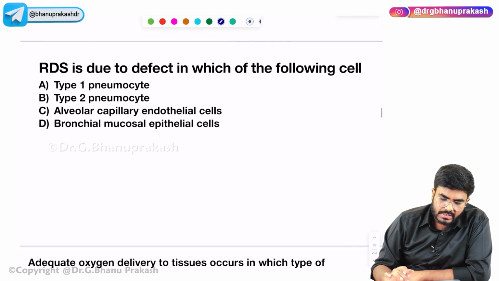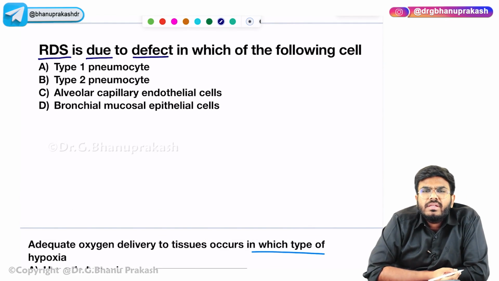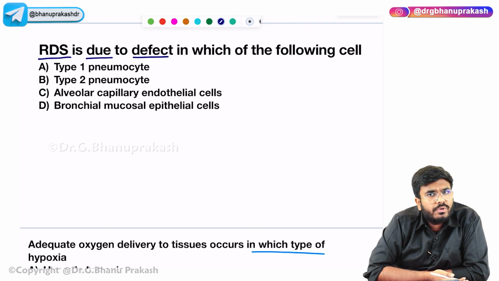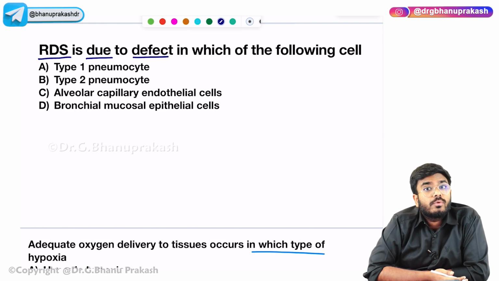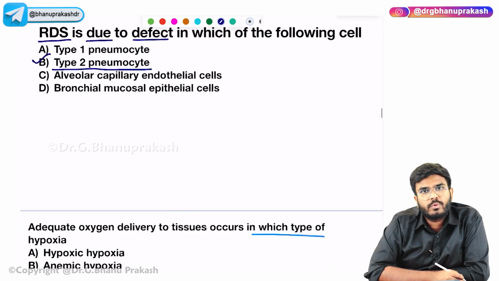Done. Next, see how many questions were there on the surfactant. Respiratory distress syndrome is due to defect in which of the following cells? Respiratory distress syndrome is due to deficiency of surfactant. Surfactant is produced by which cells? Type 2 pneumocytes. So it's some problem with the type 2 pneumocytes.